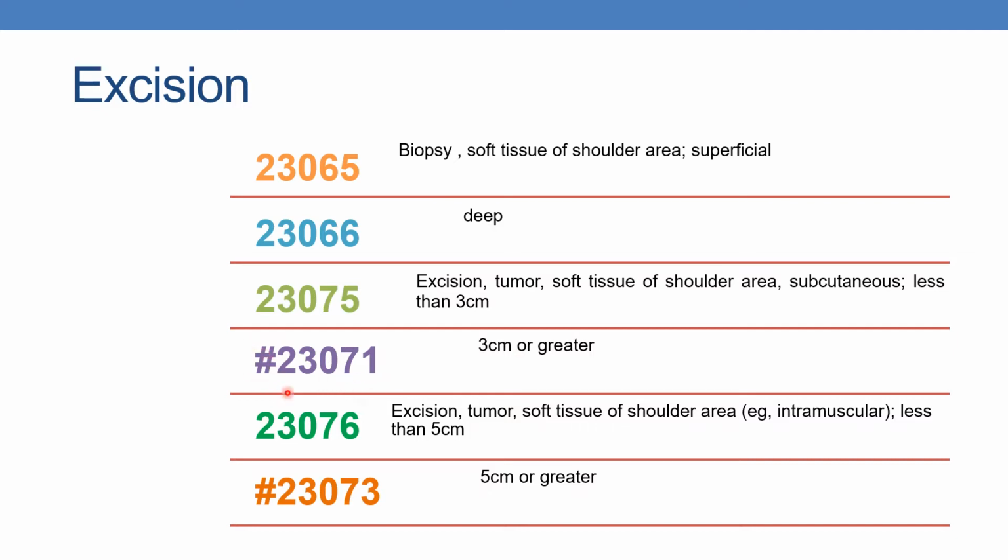Here it is an out of numerical sequence code, hence it is given by a number sign. The next is 23076. Excision tumor, soft tissue of shoulder area, less than 5 centimeters, intramuscular. Previously it was subcutaneous. Excision tumor, soft tissue of shoulder area, intramuscular, less than 5 centimeters, you need to report with 23076. And the next CPT, if the tumor size is 5 centimeters or greater, then you need to report 23073. This is also an out of numerical sequence code.